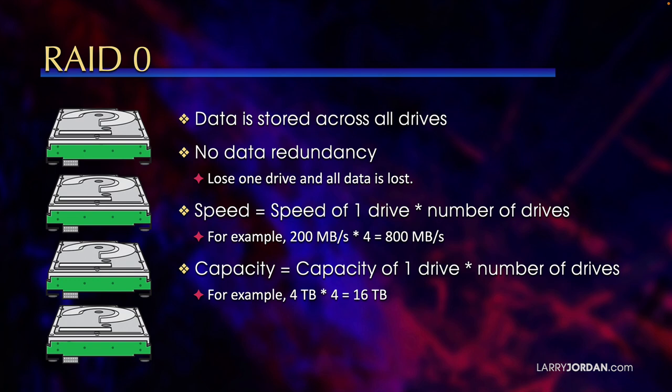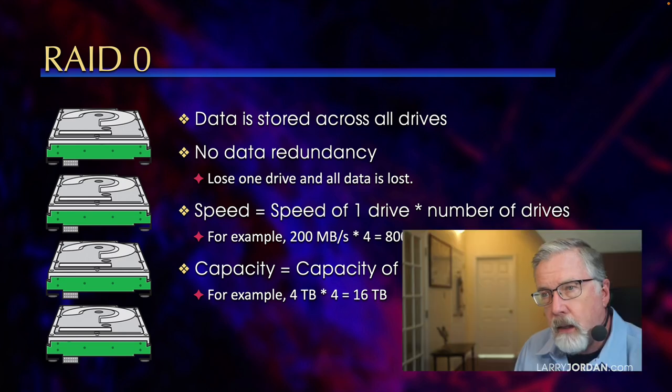The capacity of a RAID 0 is equal to the capacity of one drive times the number of drives. For example, let's assume each of the drives is 4 terabytes times 4 drives. That gives us 16 terabytes of storage. The good thing about RAID 0 is it's extremely fast and holds a lot. The bad thing is if you lose a drive, you've lost all your data.